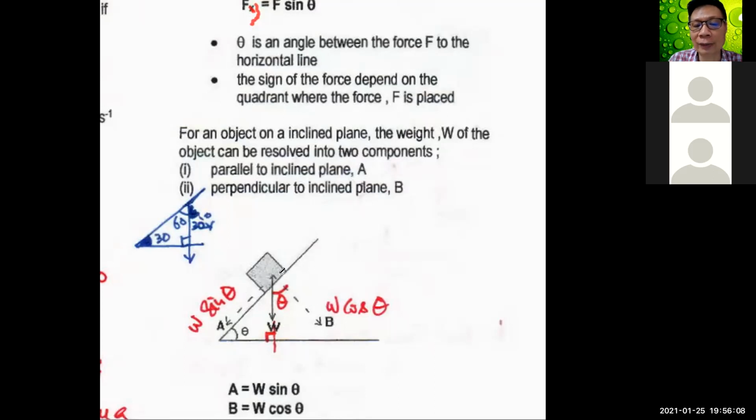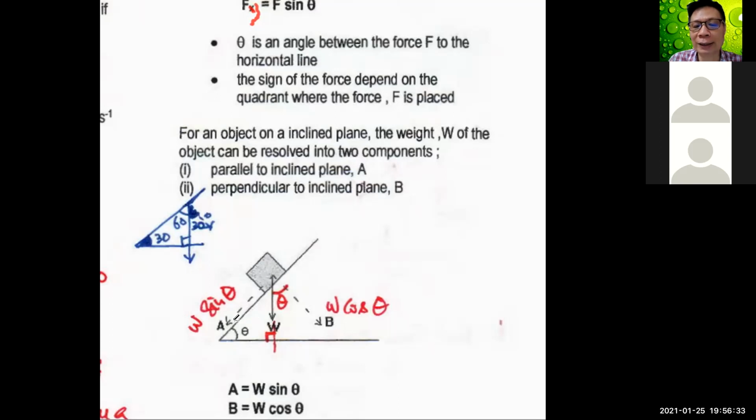Another one is 90 degree. So like that, you know. So for the case of this kind of question, we don't resolve it to x and y. So you resolve it to follow the surface of the plane. Surface here, then another one is 90 degree. Okay, so the method of resolution of force involving this is like this.